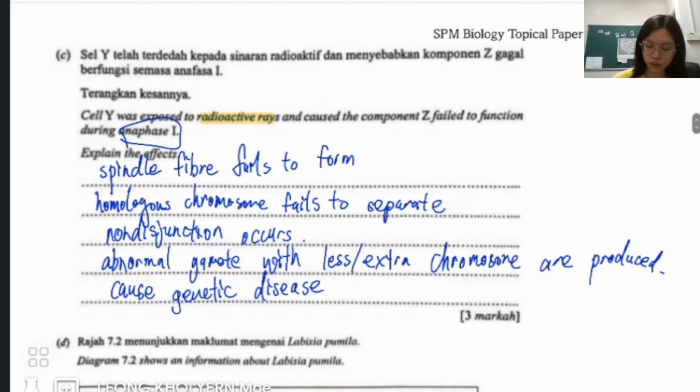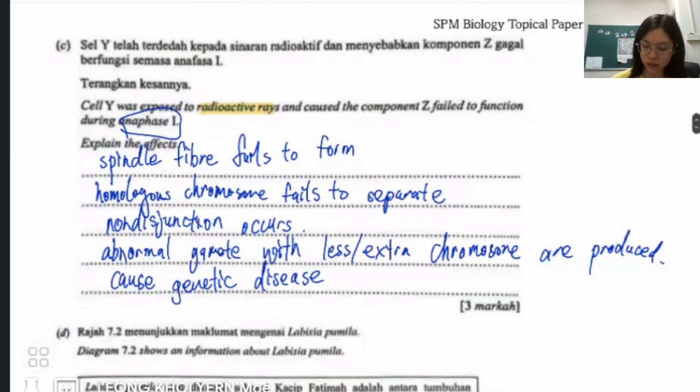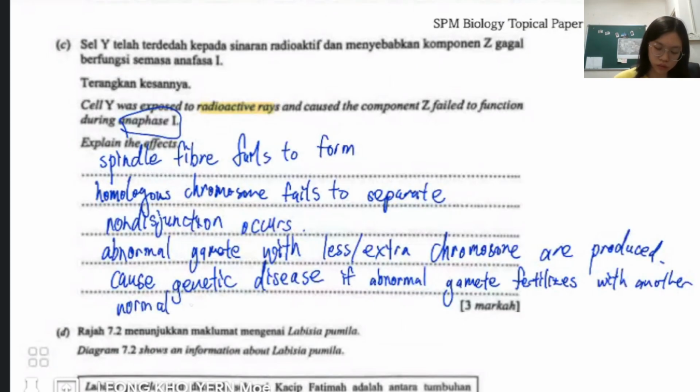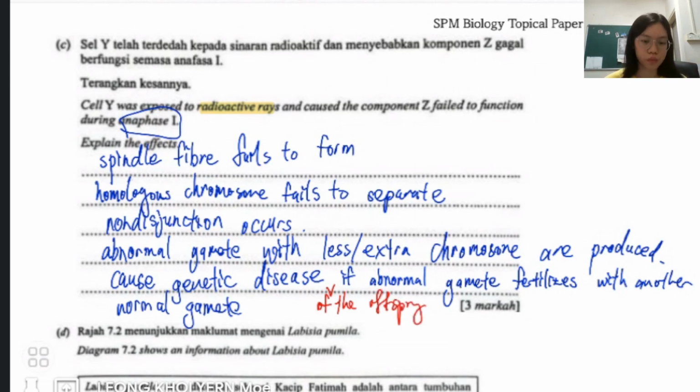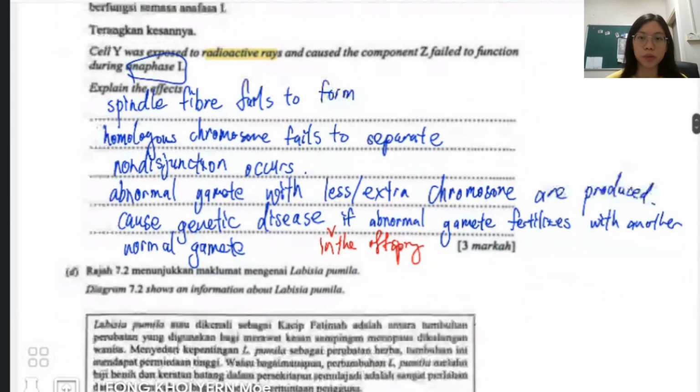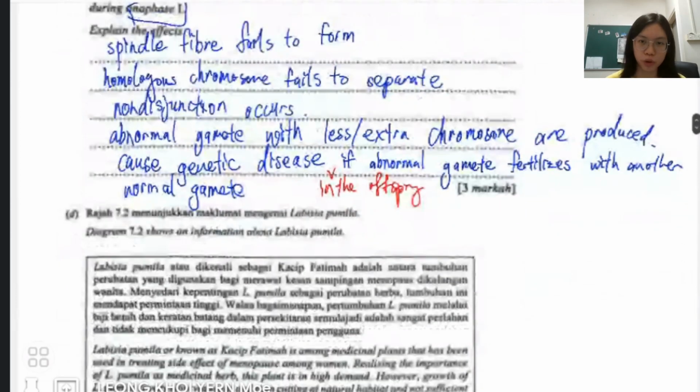If an abnormal gamete fuses with a normal gamete, or fertilizes with another normal gamete, the one that has the genetic disease is the offspring, meaning the child. In the offspring, it's basically a chromosomal mutation, because it is an abnormal number of chromosomes.